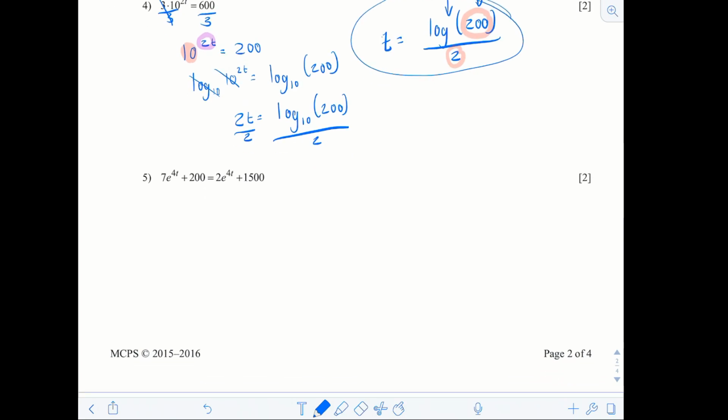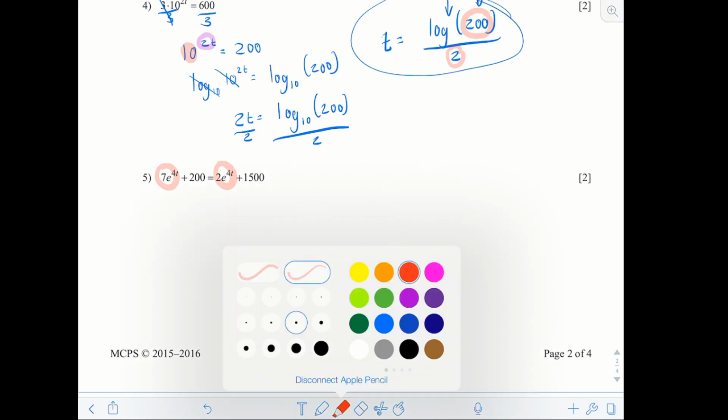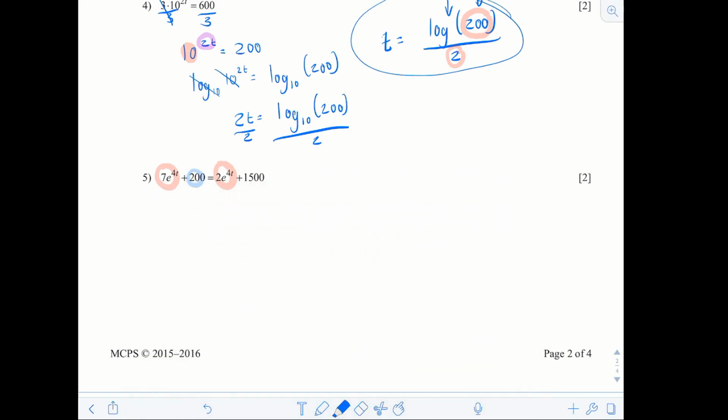Okay, the next one, number 5. So I'm going to combine like terms. So the combined like terms, that one and that one, since they both have an e to the 4t. And then the other two, the 200 and the 1500. So I'm going to end up getting 5e to the 4t is equal to, right, because I subtracted 2e to the 4t from both sides, and then subtracting 200, so that's going to give us 1300.